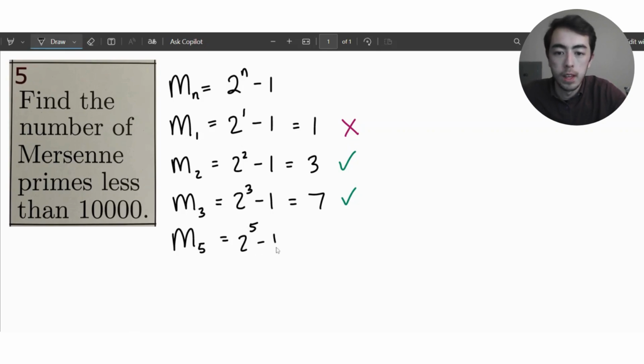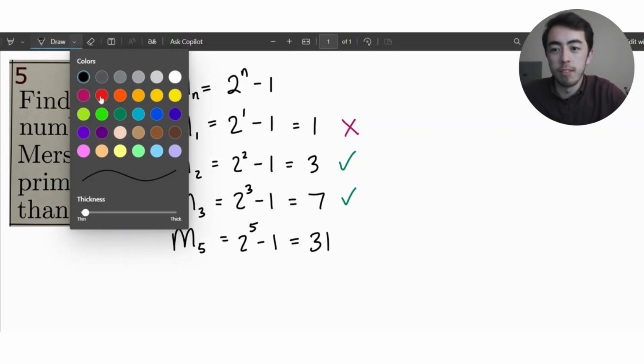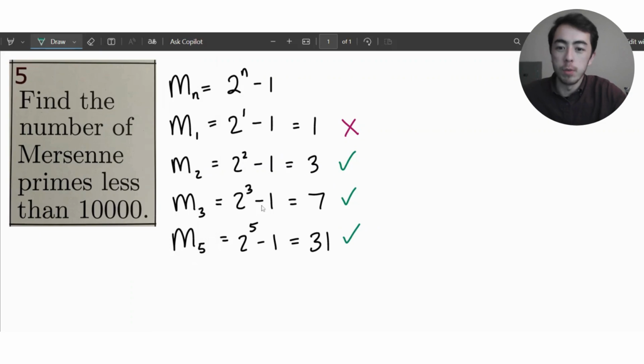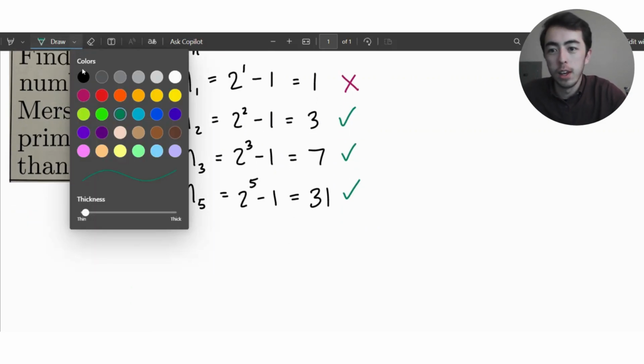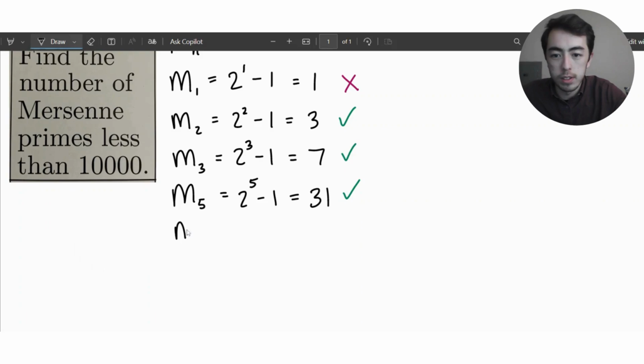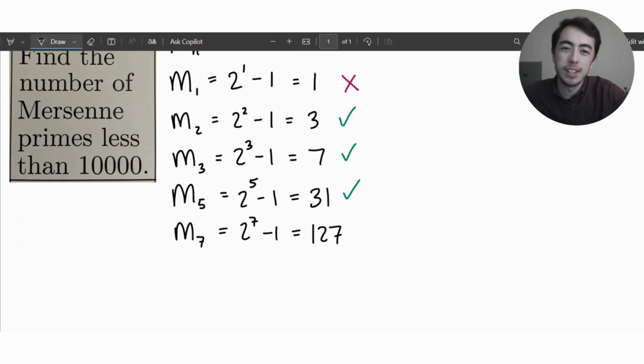If I subtract 1 from that, I get 31. And I've memorized enough primes to know that 31 is prime. Let's keep going. M with a 7 is 2 to the 7th minus 1. That'll be 32, 64, 128. That's 127. At this point, my memorization of primes has stopped. Actually, I think this one's prime, but I do need to check.